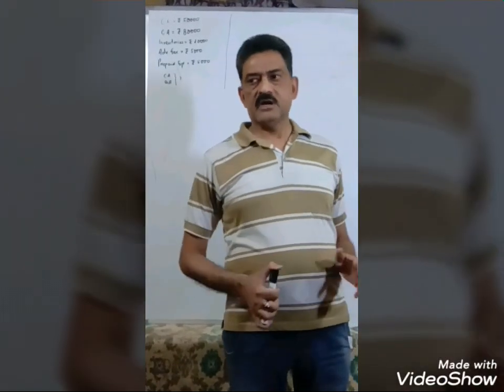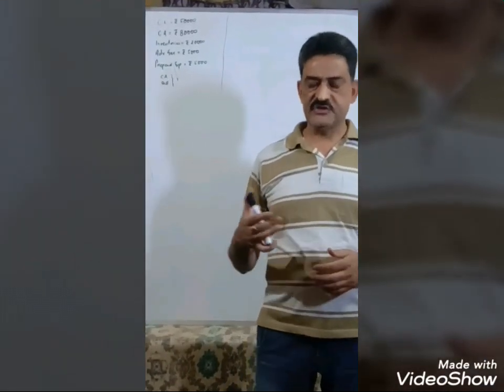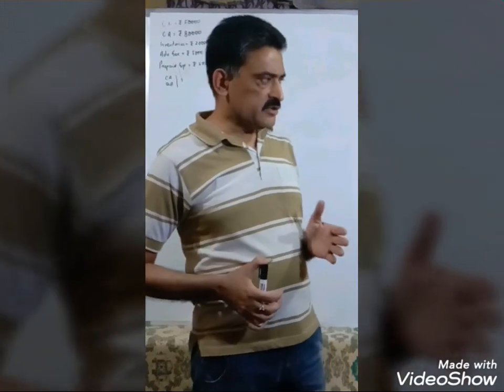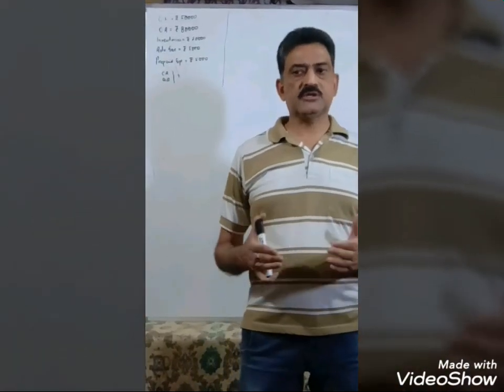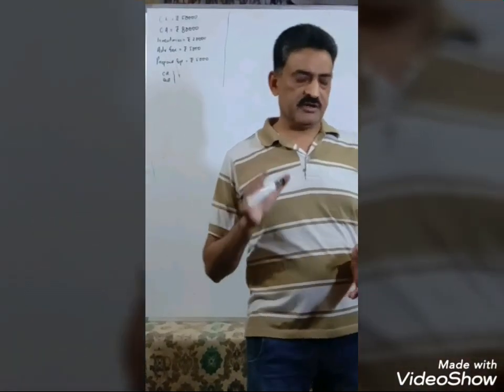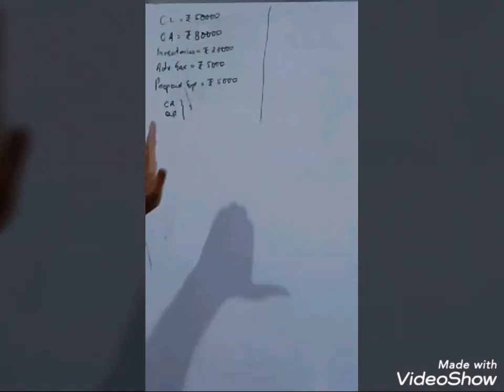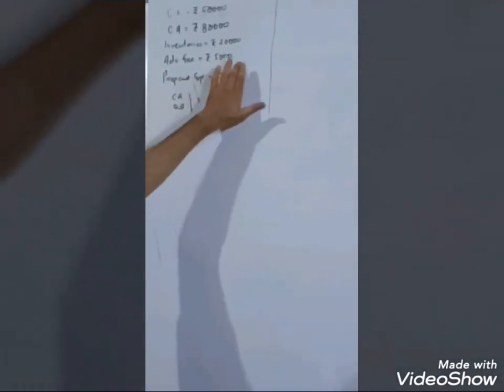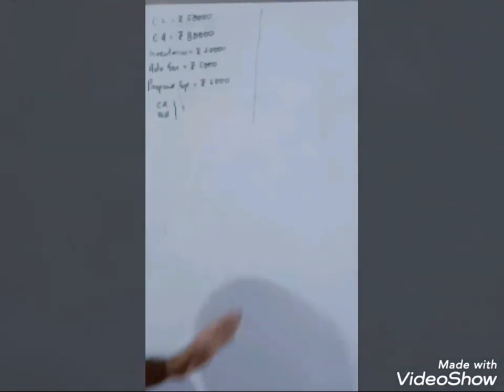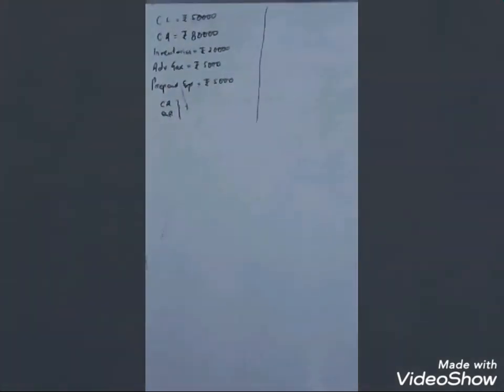Now we will take another question from NCERT. In this question, we will calculate both current ratio as well as quick ratio. The question is, current liabilities are given to be 50,000, current assets are 80,000. Inventories are 20,000, advance tax is 5,000 and prepaid expenses are 5,000. On the basis of this given information, we have to calculate current ratio as well as quick ratio. So first of all, we will calculate the current ratio.